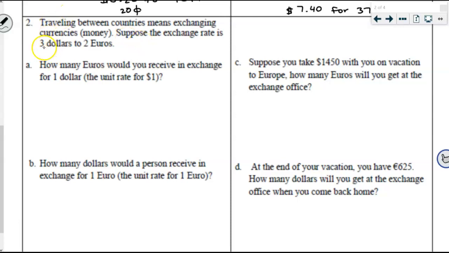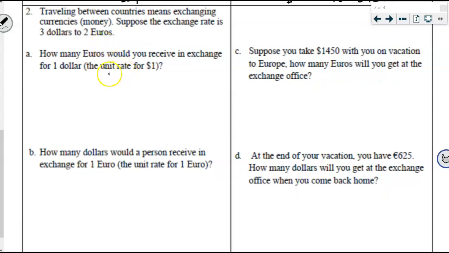And I have $3 and they're going to give me 2 euros. They equal the same thing. But it doesn't feel quite the same because I'm used to having $3 bills in my hand and they're only going to give me 2 of their paper euros back. So it's going to be interesting. But based on that, let's figure out, what is $1 worth? What is €1 worth? And then use that to answer these other questions.